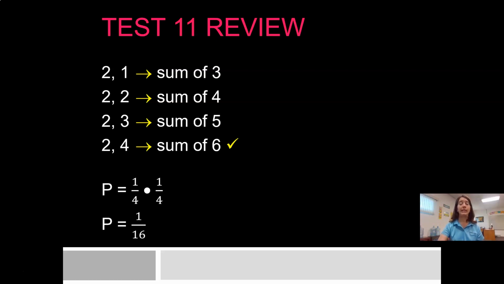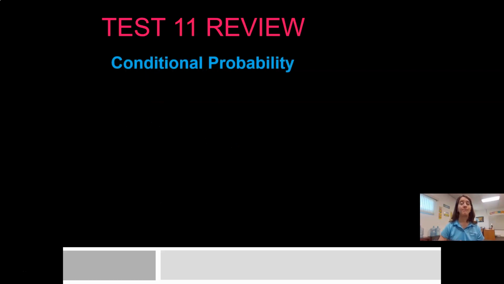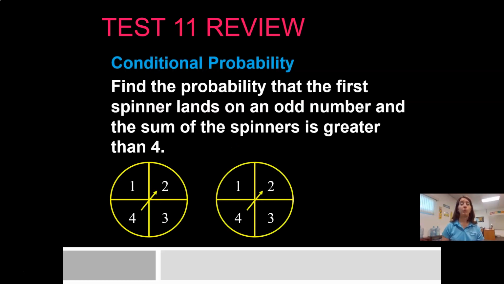Let's do one more conditional probability question before we finish up with our radical problems today. Our last conditional probability will look like this. Find the probability that the first spinner lands on an odd number and the sum of the spinners is greater than the number 4. So again, I have two different things that I'm looking at here, but the first thing has to happen, and then that limits what can happen the second time. That's why I have the condition.